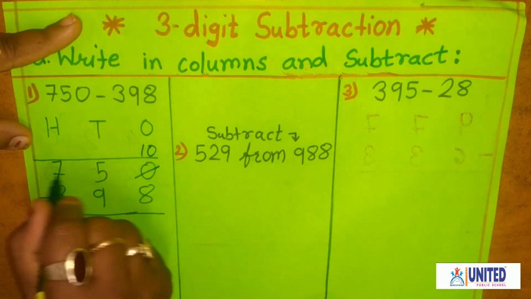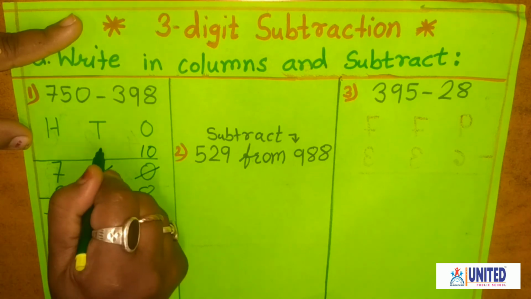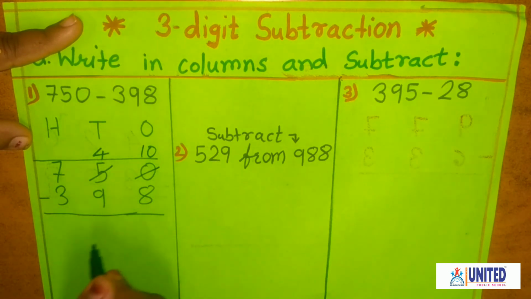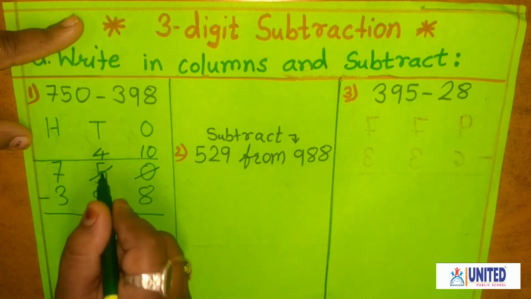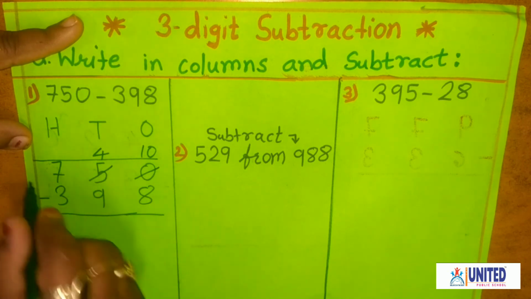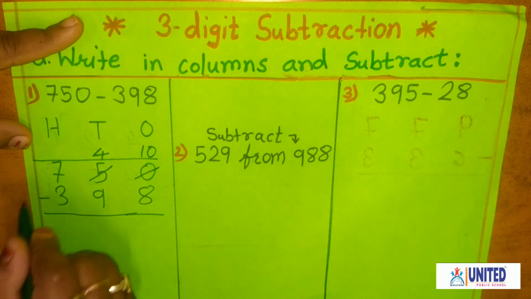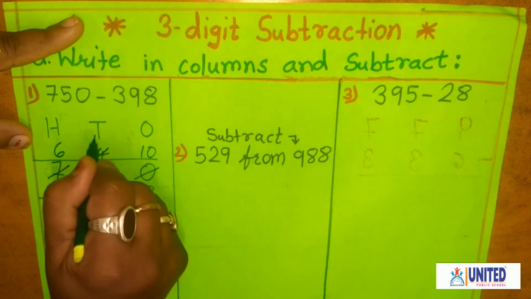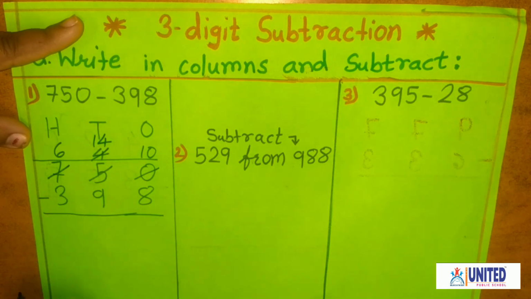So cut out the 0 and write down 10. He can take the borrow from the tens column. So here there is 4. Now, is 4 minus 9 possible? No. So the tens column takes the borrow from the 100 column. So here there is a 6. And here it is 14. Now write down the answers.